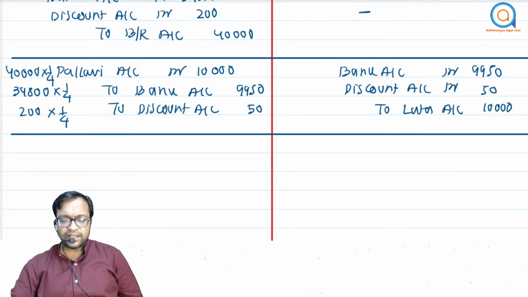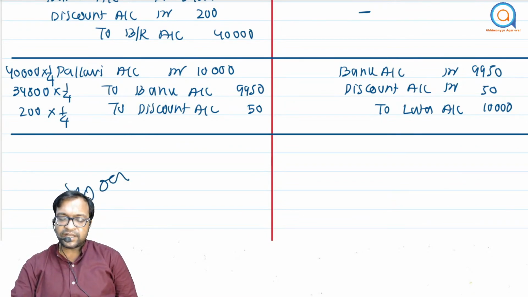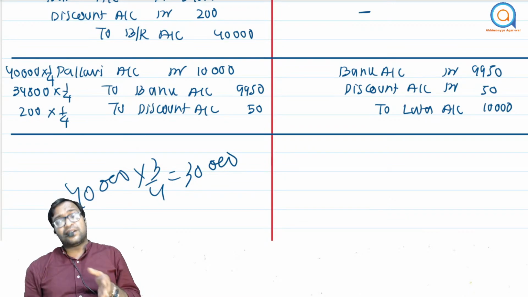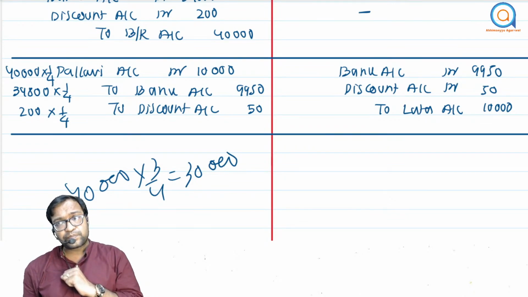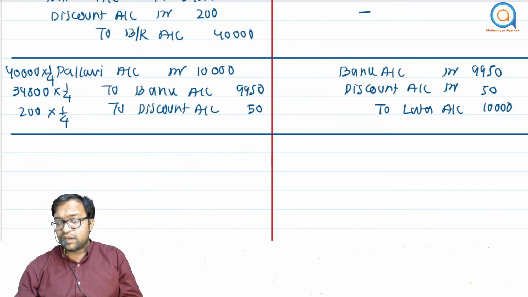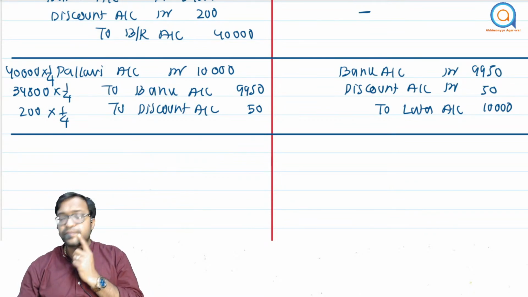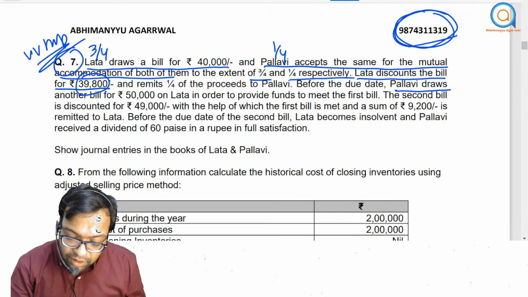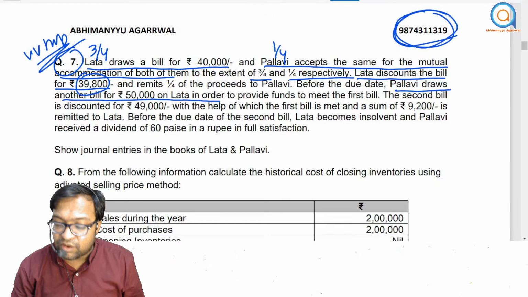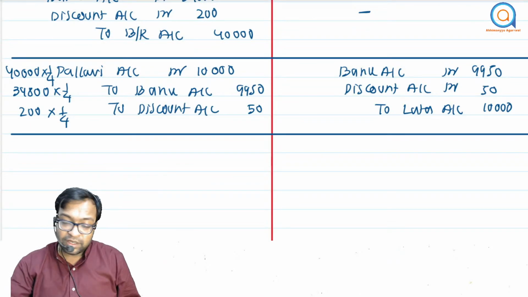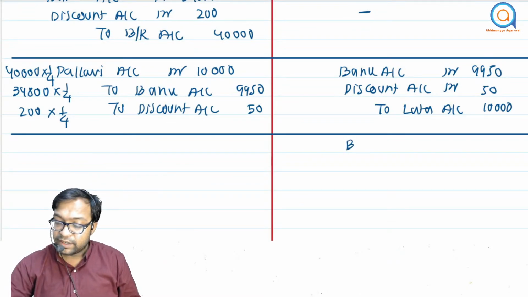So the bill was 40,000, but Lata's share in the bill is 3/4, that is 30,000. So on the maturity date, Lata is supposed to pay 30,000 to Pallavi. But Lata could not remit this money. So hence Pallavi draws another bill of 50,000 on Lata. So Pallavi has now drawn a bill, and Pallavi will do a journal entry today.